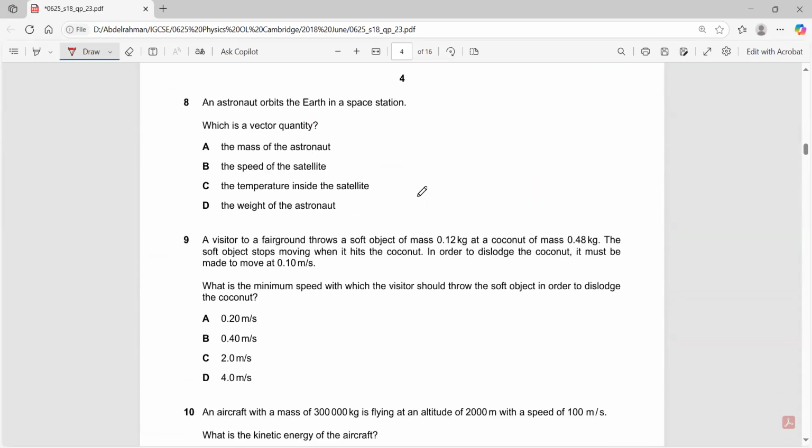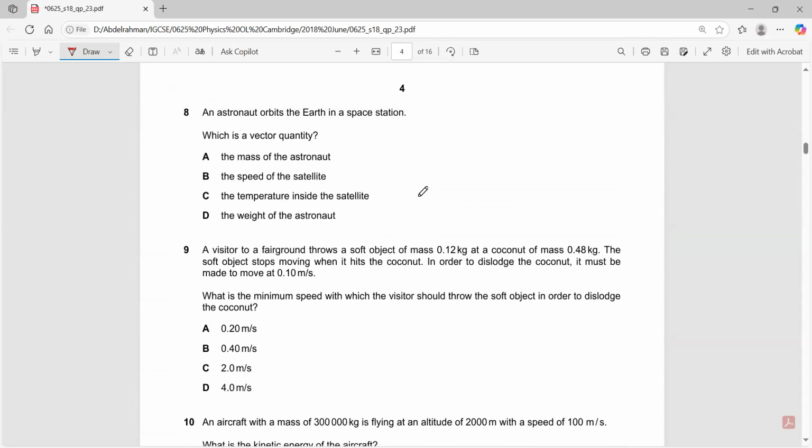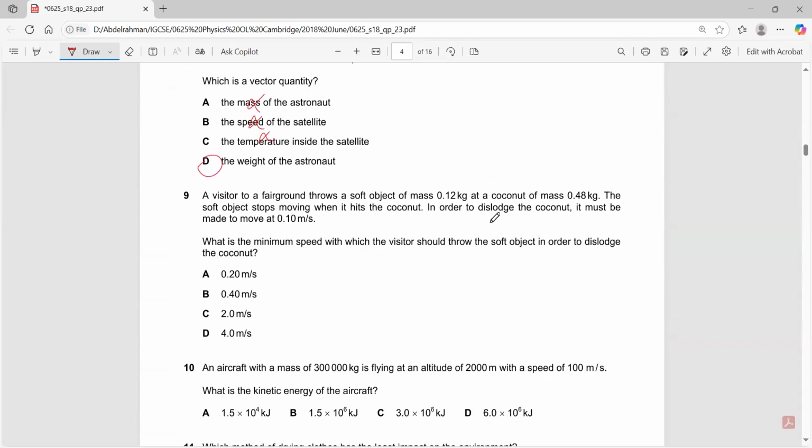An astronaut orbits the Earth in a space station. Which is a vector quantity? The mass, the speed, the temperature, the weight. Only the weight is a vector quantity.